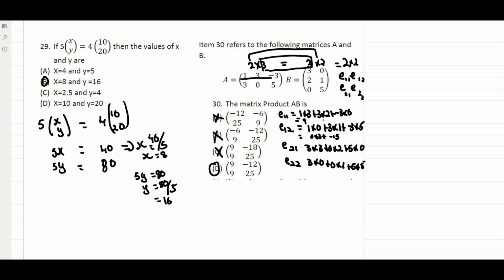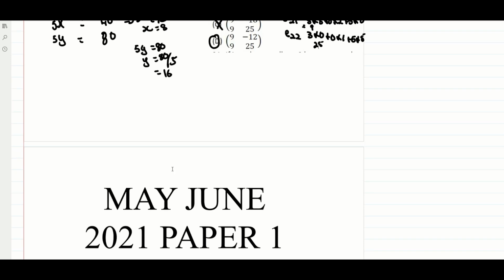Right? You can multiply it out to make sure. 3 3s are 9, so this would be 9. And this one would be 0 plus 0 plus 25. So the answer is D. Right? And that is how you would do this question.